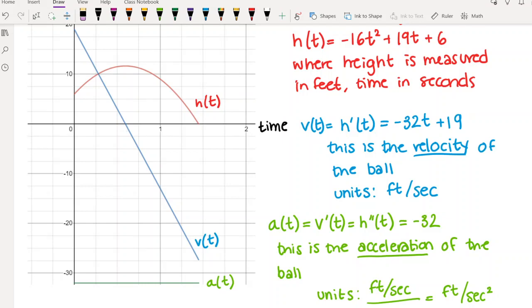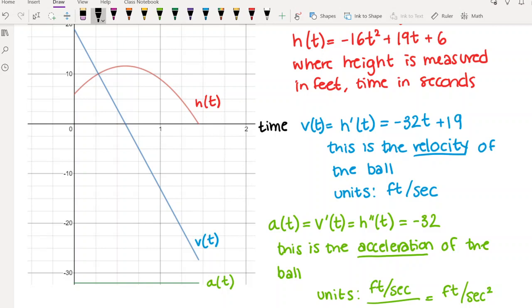Because if you think about it, it doesn't make sense that if you throw a ball up in the air, it's going to be slowing down the whole time. It actually is going to get faster and faster as it gets closer to the ground. So this is an example of a function that has a constant acceleration. And in this case, it's the acceleration due to gravity, right?